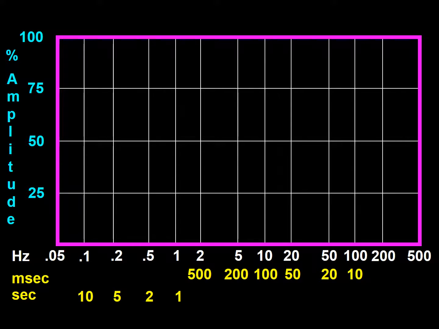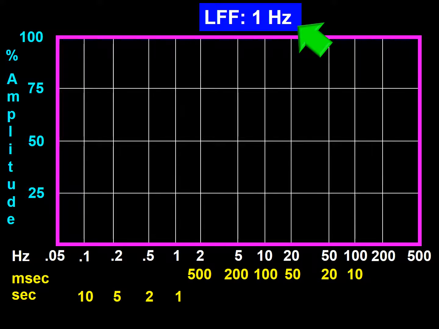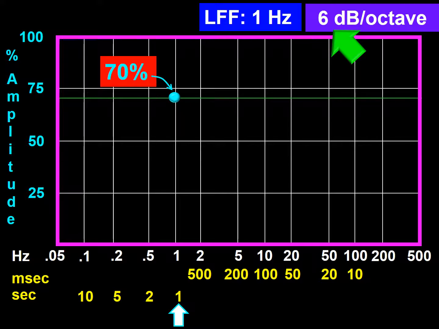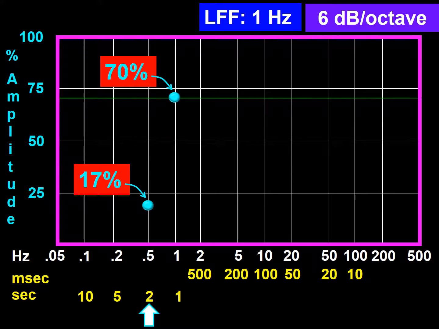I will use this figure again to answer this question and to illustrate the relation between cutoff and roll-off. The question states that a 1 Hz low frequency filter, which as you know will reduce a 1 second wave to 70% of its original amplitude, with a roll-off of 6 dB will reduce a 2 second wave to an amplitude of 17%.